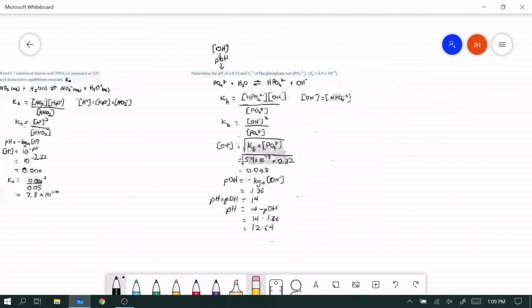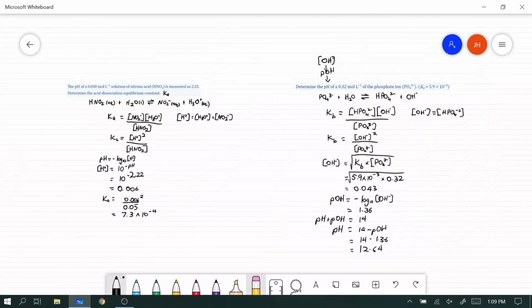And there we go. Two ways of using Ka and Kb: either having enough information to actually calculate the Ka value itself, or being able to use the Ka or Kb value to determine the concentration of one of your ionic parts, and then do further calculations using some of the skills that we've already learnt about in this topic.